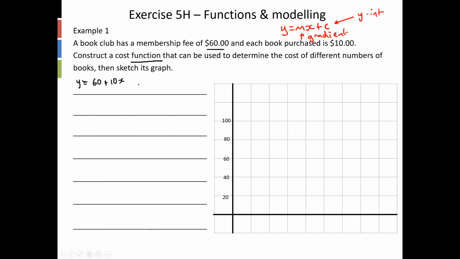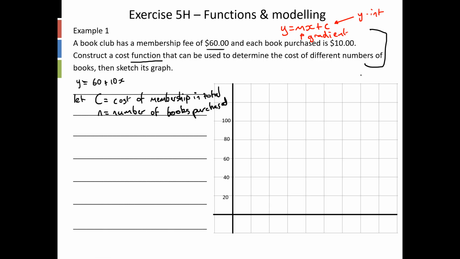Okay, this is an equation. We can plot it quite straight away, but we want to build a function. Let's use some variables that are more appropriate. So how about we go let c equal cost of membership, okay, in total, and we'll let n equal number of books purchased. Since in this whole problem we aren't given any variables, we need to define our own.